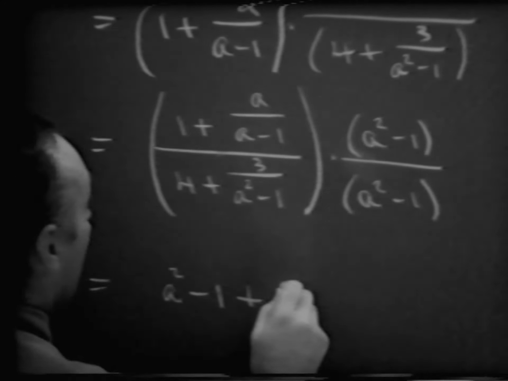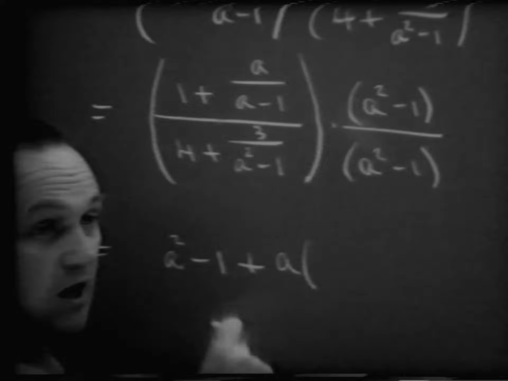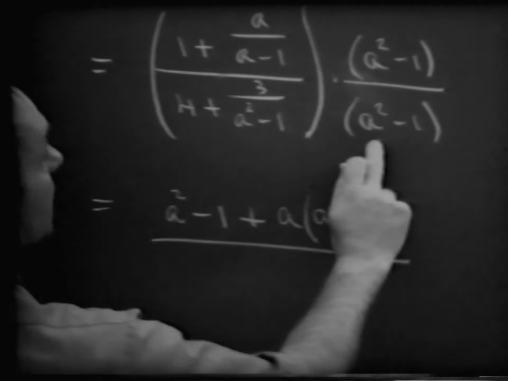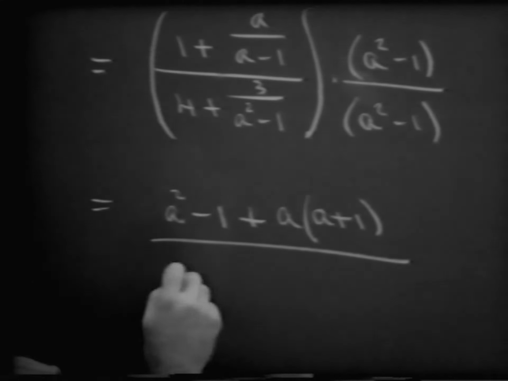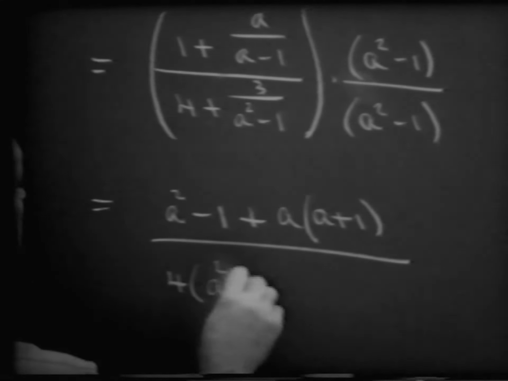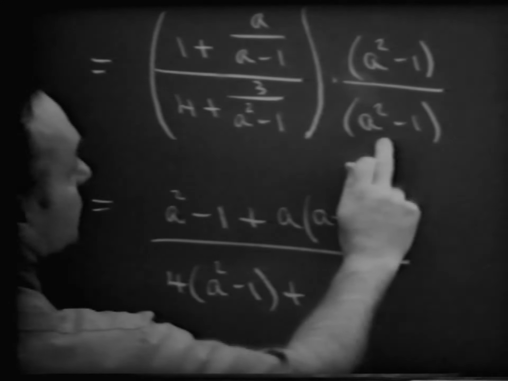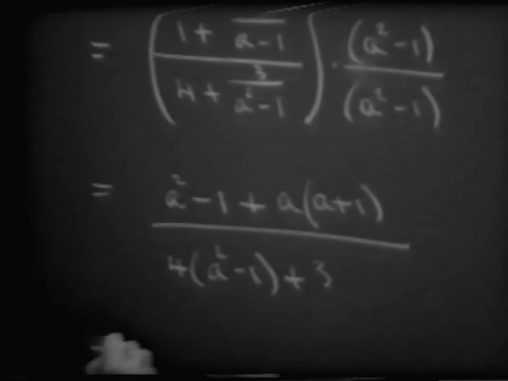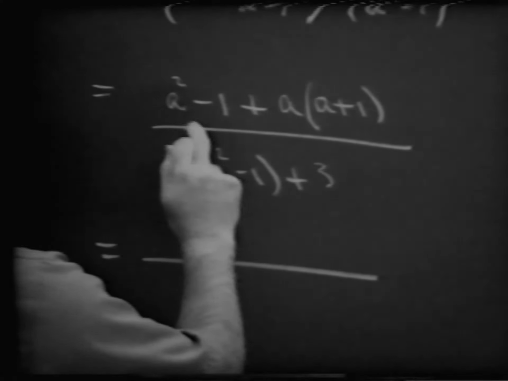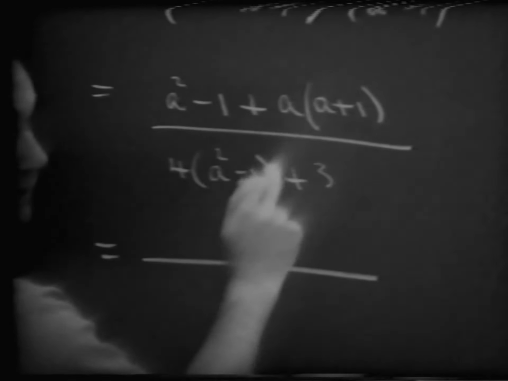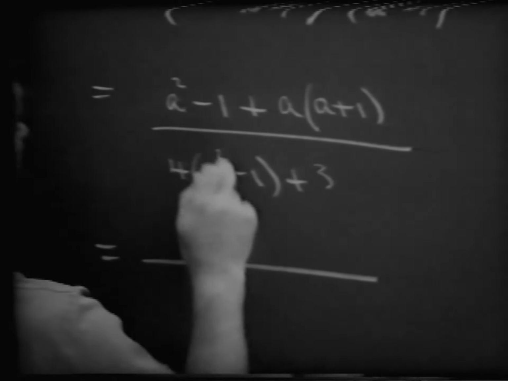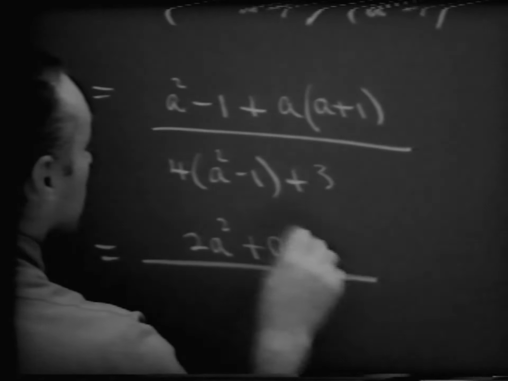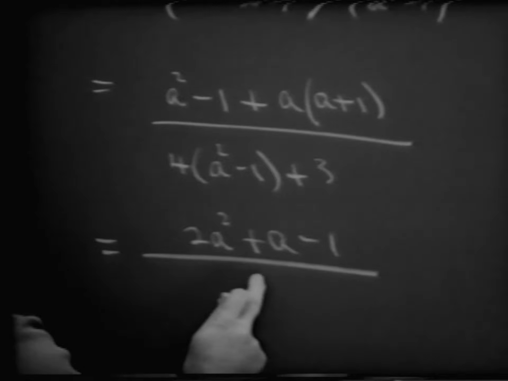We have a times, well, let's include that step. We have a times what? A plus 1. Divided by, now here we have a squared minus 1 times 4. So let's include that step. That's 4 times a squared minus 1. Plus a squared minus 1 times 3 over a squared minus 1 is 3. Okay, now let's clean up that numerator a little bit. Well, here we have a squared plus a squared is 2a squared minus 1 plus a. Is that right? So let's put the plus a minus 1, and possibly there's a trinomial which we can factor.